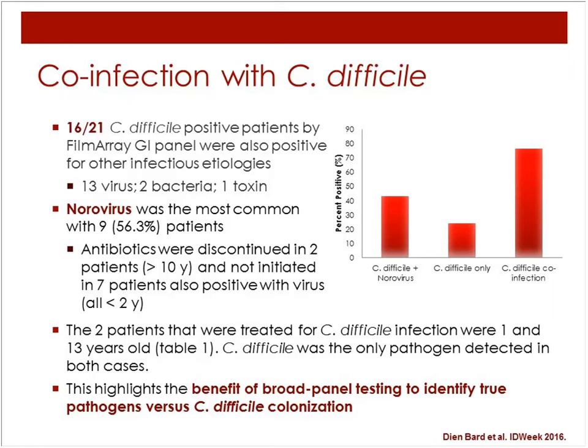So only 2 patients total out of the overall 21 hospitalized patients that were positive for C. difficile were actually treated with metronidazole for C. difficile infection. The first patient was a 1-year-old, and the second patient was a 13-year-old, and in both cases, C. difficile was the only target. So the findings here demonstrate the potential benefits of multiplex PCR panels that can assist in the identification of a colonization versus a true infection, as in the case with C. difficile.